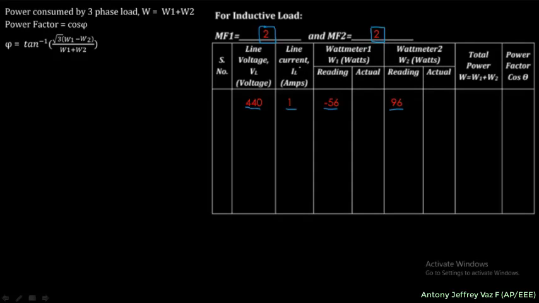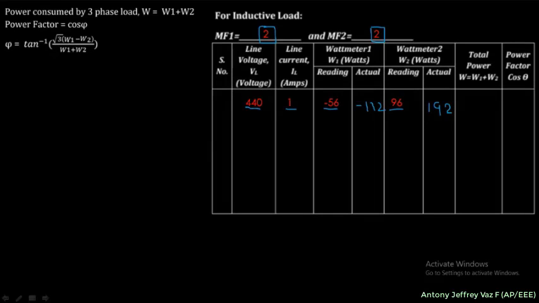To do this, you need to multiply minus 56 into 2, which gives minus 112. Similarly, 96 into 2 gives 192. So the formula is the same.